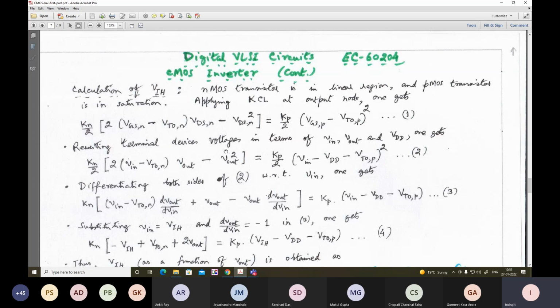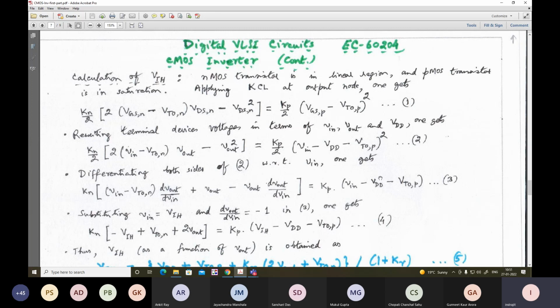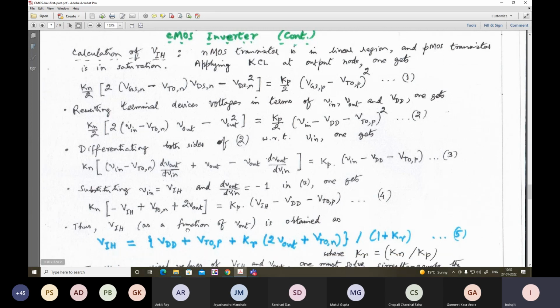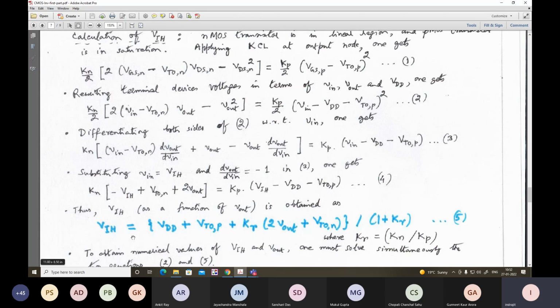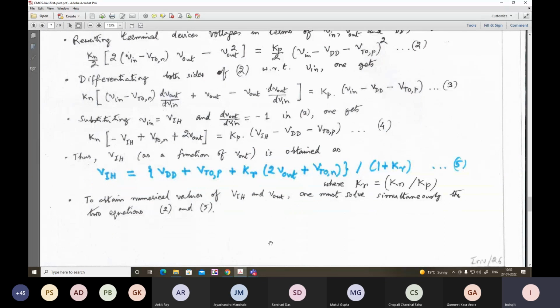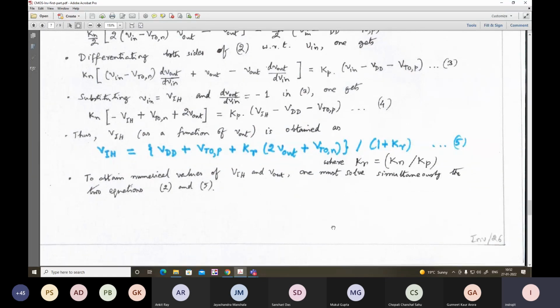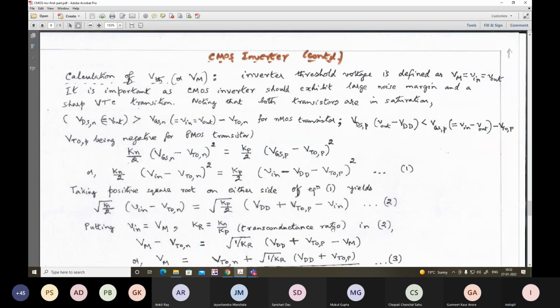Then differentiate that equation with respect to input voltage. Set dVout/dVin equal to -1. You get the expression for VIH. So this is a close relation between VIH and Vout, an implicit relation, not a direct relationship. So you solve equation 5 together with equation 2, the current-voltage equation, in order to solve for VIH and Vout. So you can solve the two equations simultaneously. I believe there is no doubt.